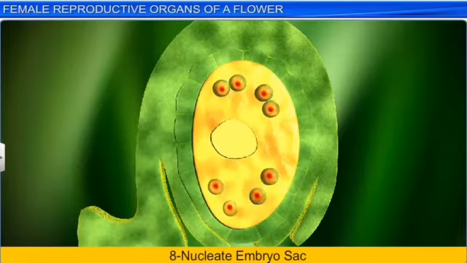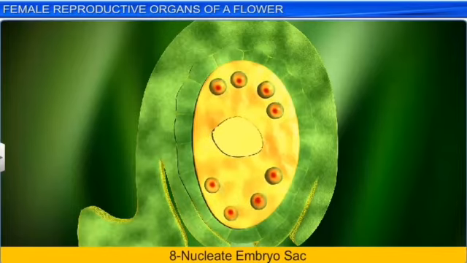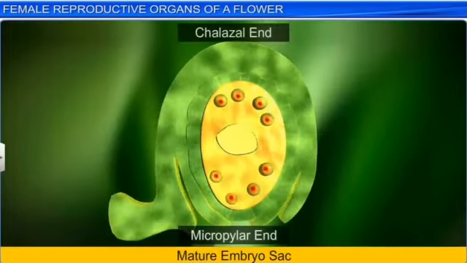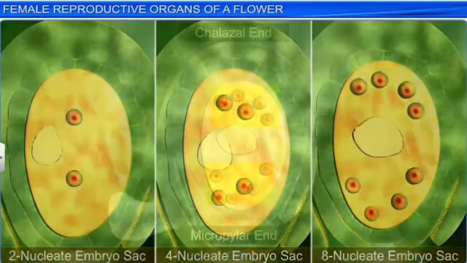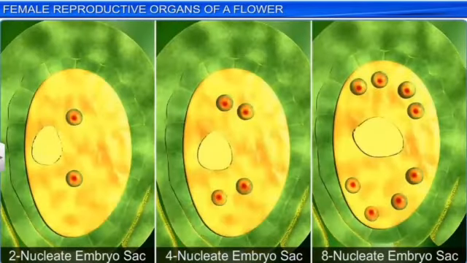Now out of the 8 nuclei, 6 nuclei are surrounded by the cell wall and organized into 6 cells, while the 2 nuclei, which are known as the polar nuclei, arrange themselves in the large central cell. So let us observe the structure and the arrangement of it. The 2 nucleate, the 4 and the 8 nucleate embryo sac, we can observe very well.